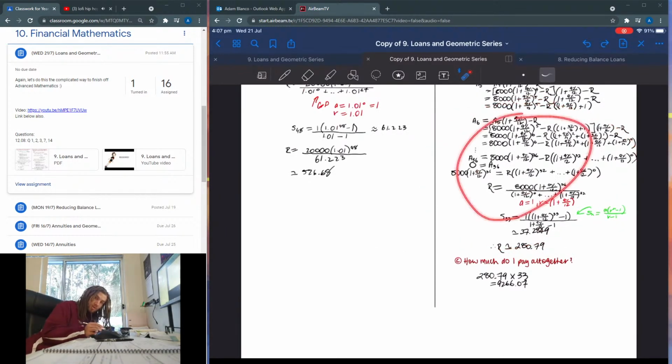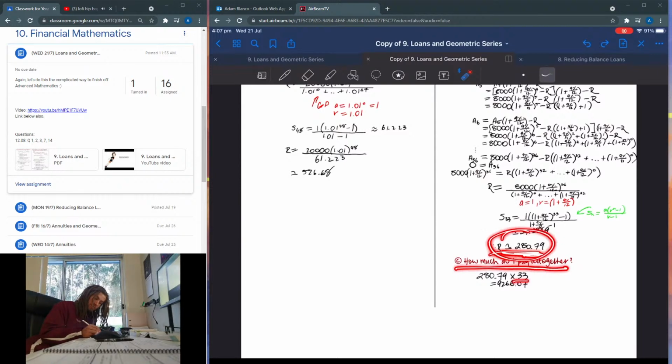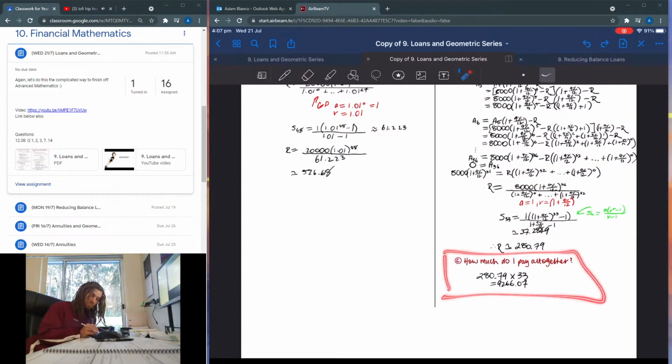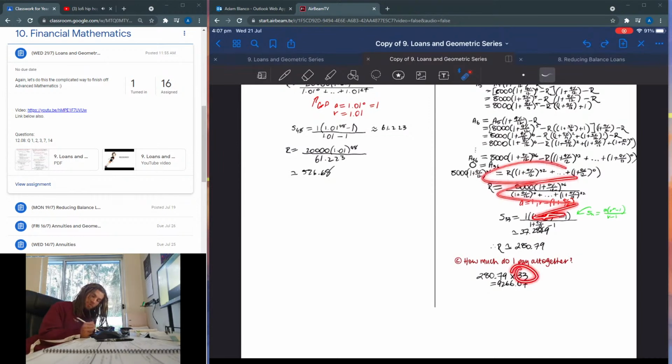Last thing I want to note is that if you got through all this and didn't get this right, or if you couldn't get through this and didn't have an answer here but you knew how to do this part, make a number up. If you said, okay, if I pay it all together, it's whatever I put here times 33, you're going to get a mark. So if you can't do any of this in an exam, just make some number up. Just write 123.45 and times it by 33. You're going to get a mark.